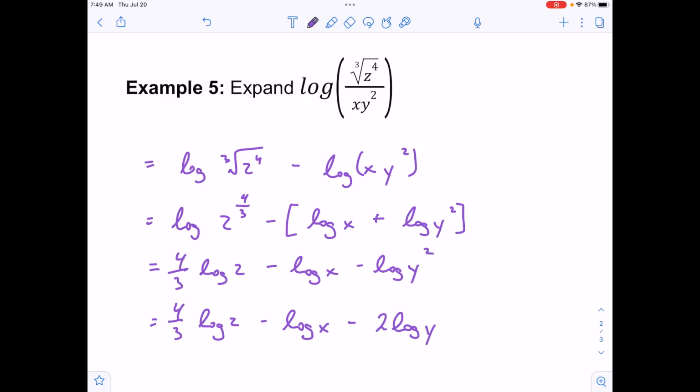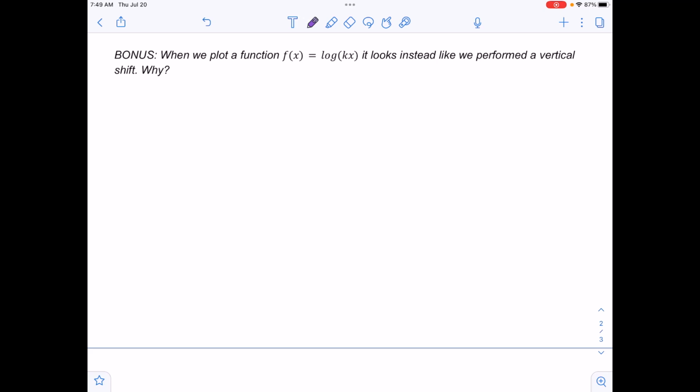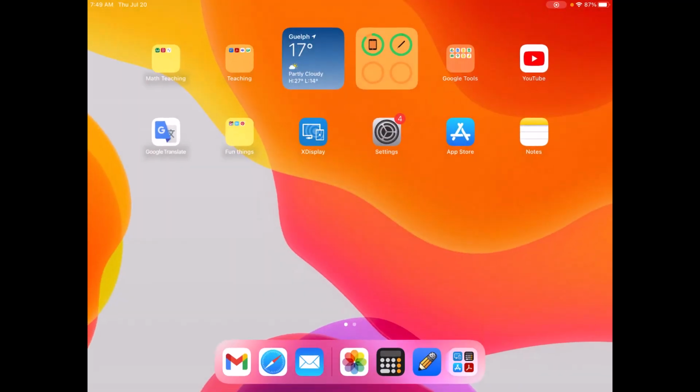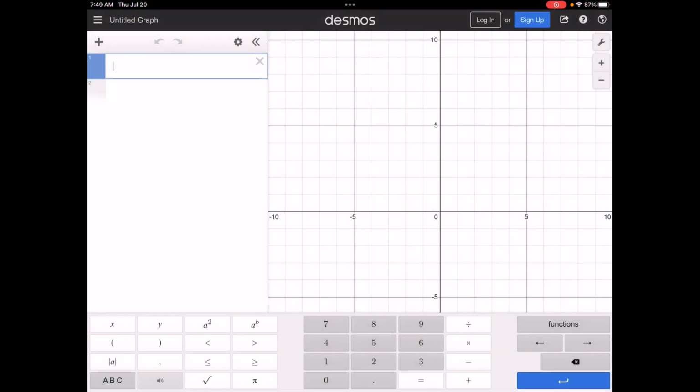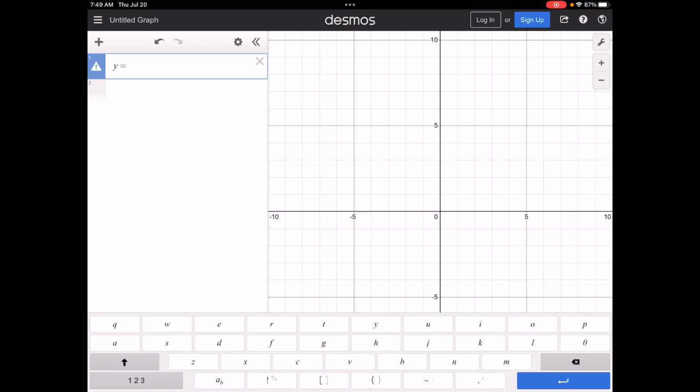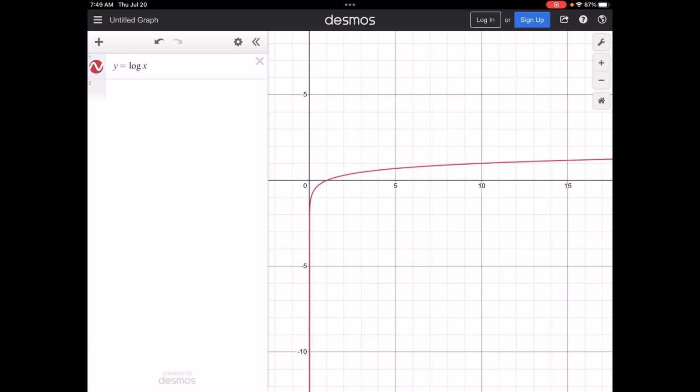Just wait, one more thing actually. Here is this really interesting conundrum. When we plot a function f of x is equal to log of kx, it instead looks like we performed a vertical shift. Let me show you what I mean. So I'm going to open up Desmos here. And I'm going to just type in our log function. Y is equal to log x. Okay, this is what your untransformed parent function looks like.